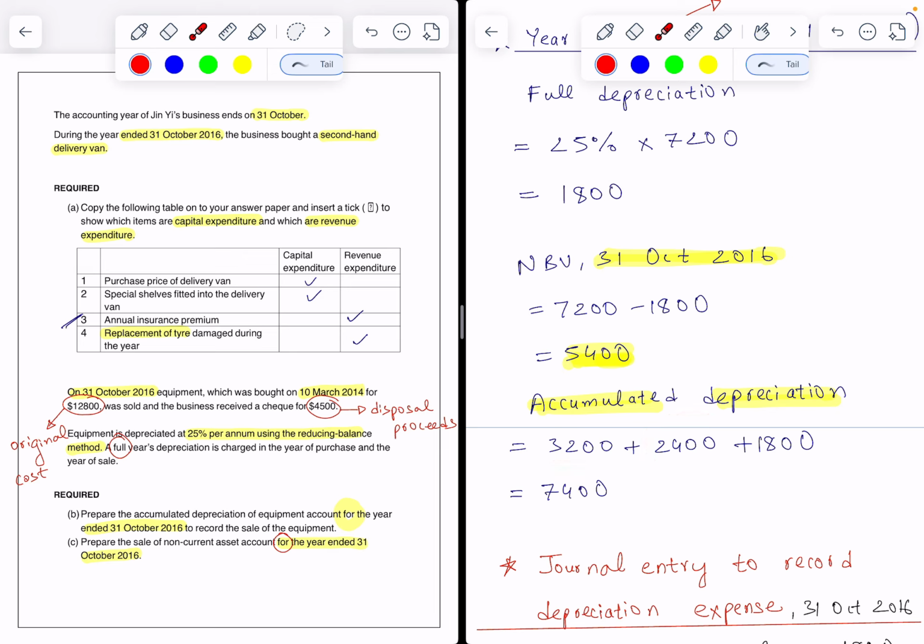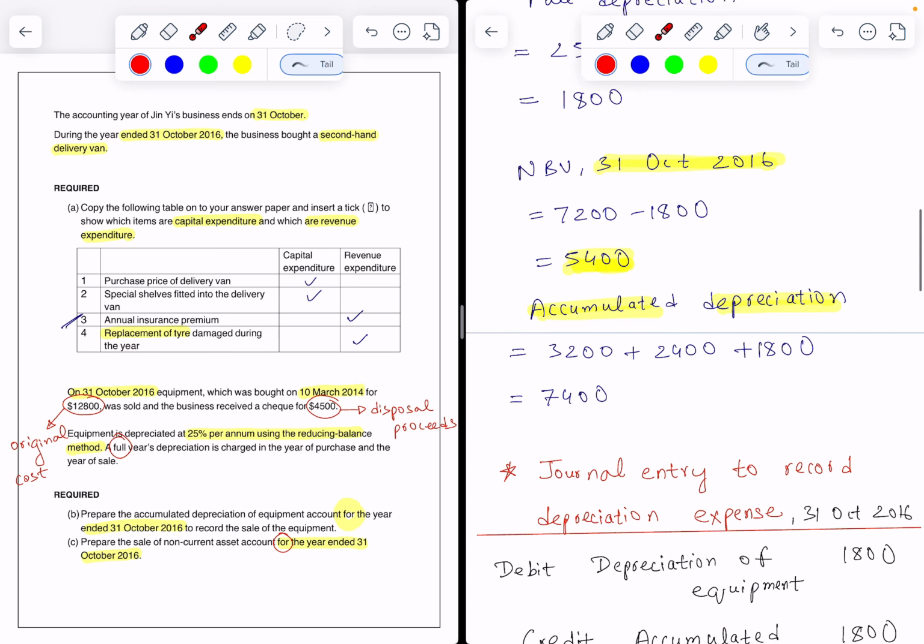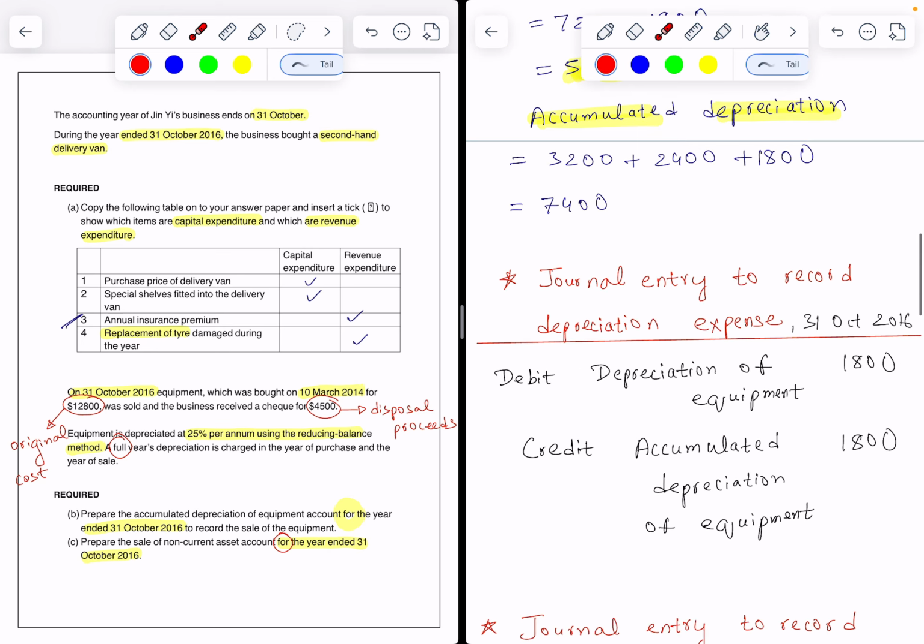So altogether, the accumulated depreciation for this equipment for the 3 years of usage is $7,400. Now, I need you to understand something. How should we record the journal entry for the depreciation expense for year 3, or for the year ended 31st of October 2016? If you want to record the depreciation expense for the year ended 31st of October 2016, how do we do it?